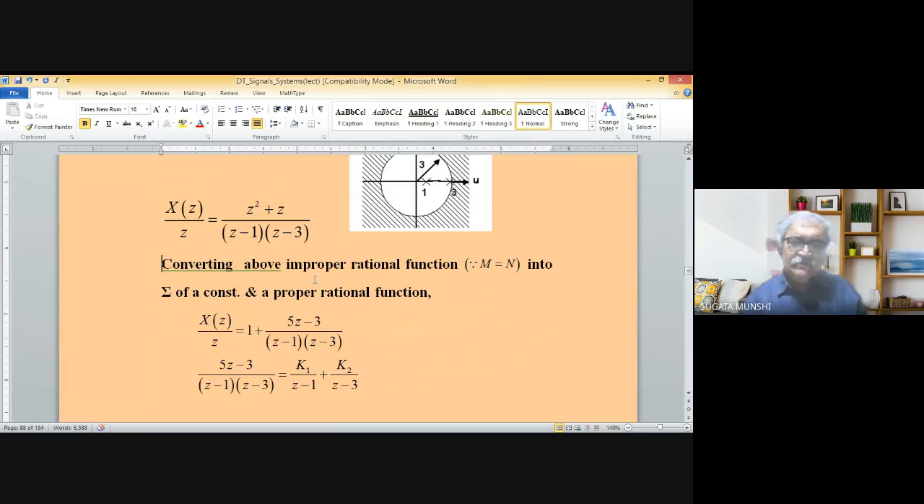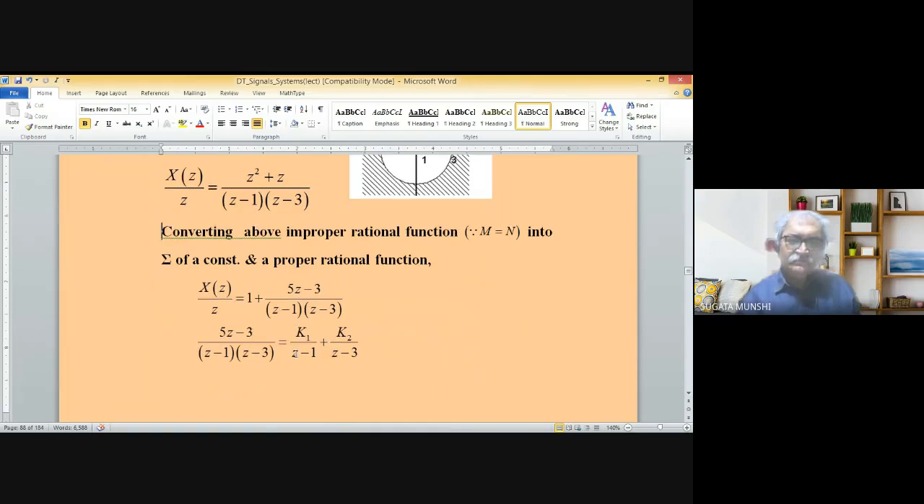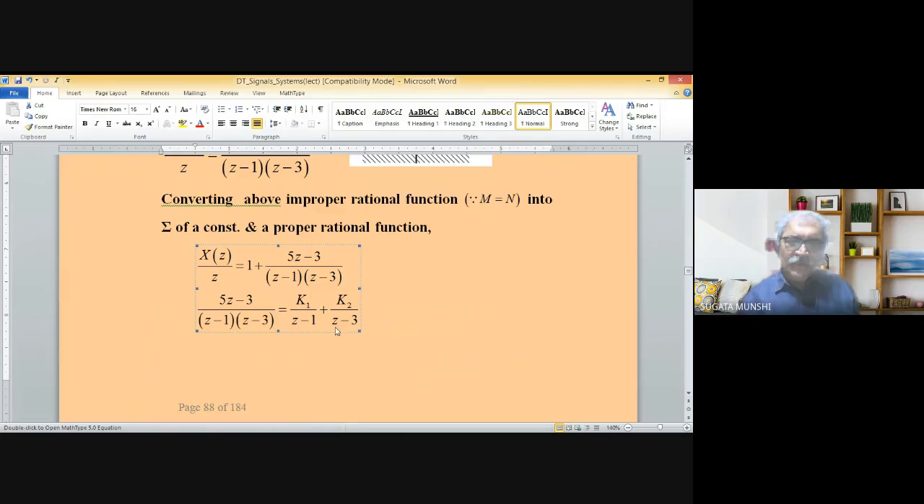Do you understand what is meant by improper and proper rational function? A proper rational function is one where the degree of the numerator polynomial is less than the degree of the denominator polynomial. If it is not so, we say that it is an improper rational function. And for partial fraction expansion, the rational function should be a proper rational function. So that's why we have to do this maneuvering. Now evaluate the values of k1 and k2.